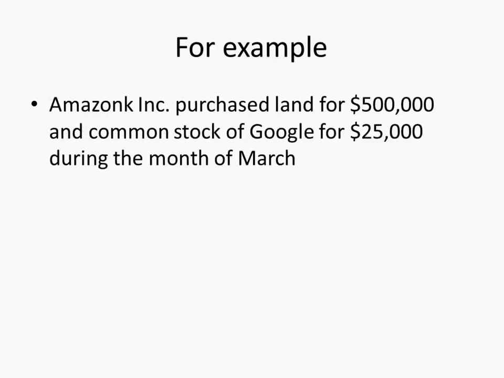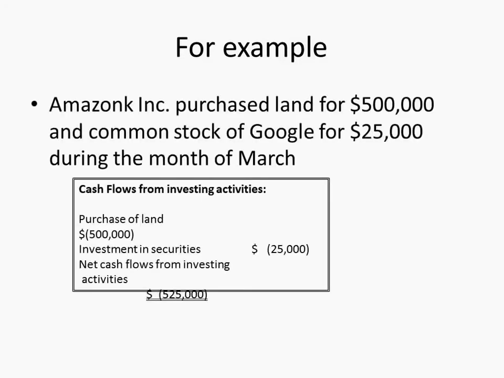Okay. So for example, Amazon Inc. purchased land for $500,000 and common stock of Google for $25,000 during the month of March. So where would that land generally end up? You purchase land for $500,000 on your balance sheet, right? PP&E is a non-current asset on your balance sheet. If you purchase stock of Google for $25,000 during the month, generally, where would that go? Investments, non-current assets. So here you have this stuff on your balance sheet.